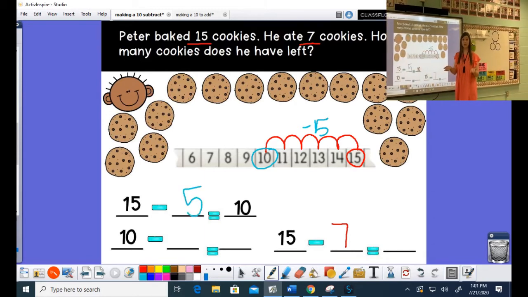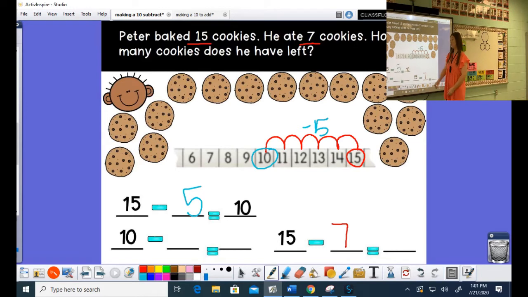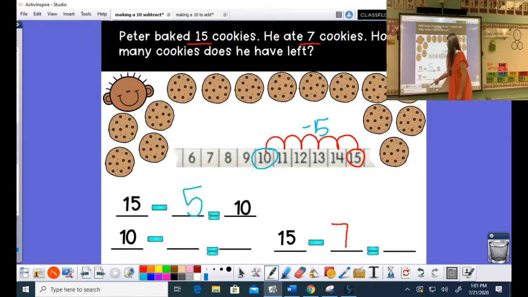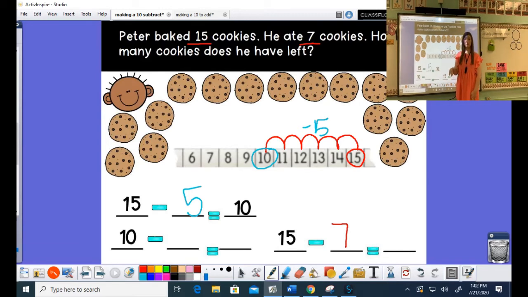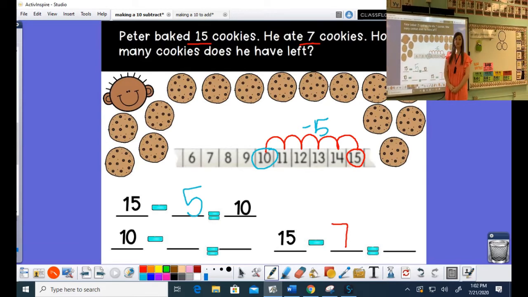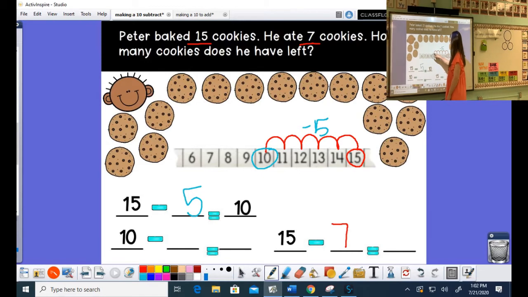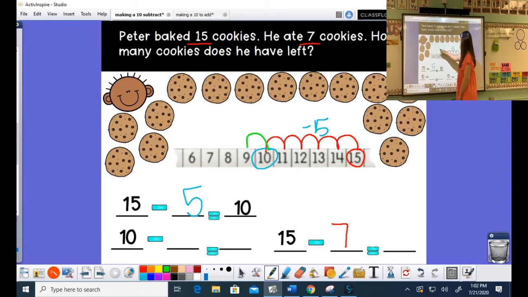But are we subtracting 5? No, we're subtracting 7. So we need to continue hopping on our number line until we have hopped 7 times. We are now going to start at 10 because that's where we stopped. And we're going to count on from 5 until we've hopped a total of 7 times. So 5 hops, 6 hops, 7 hops.